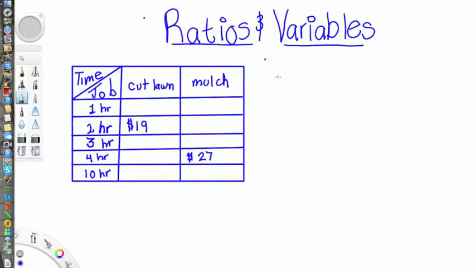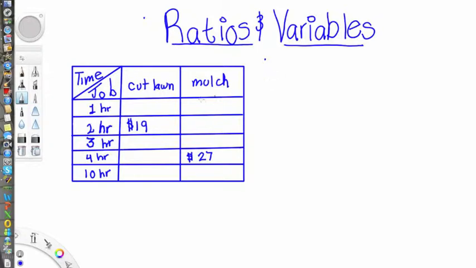Let's see if we can figure out what these unknowns will be. We can do that by setting up ratios. We're assuming here that all of these ratios or rates are in proportion to one another. That means they're equivalent to each other. And if the hours change, the rate of money that you're going to earn will also change equally. If you don't quite understand that, let's walk through some sample problems.